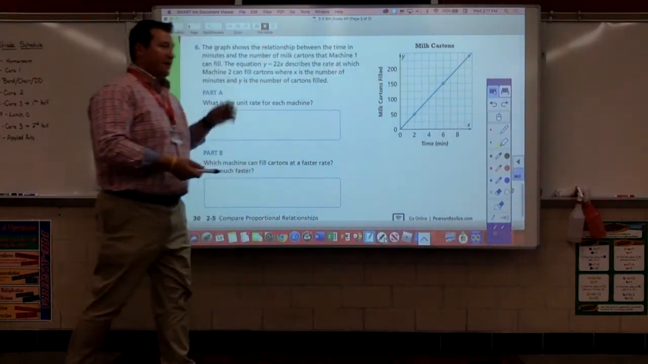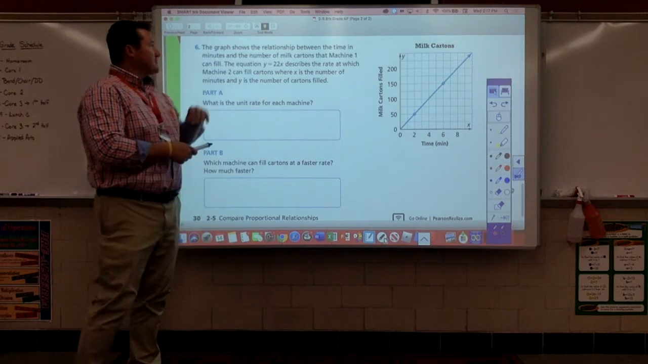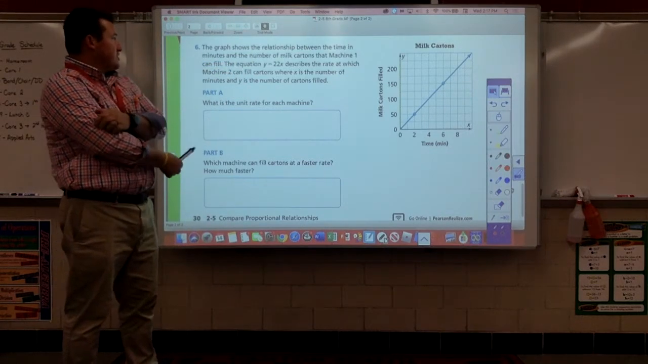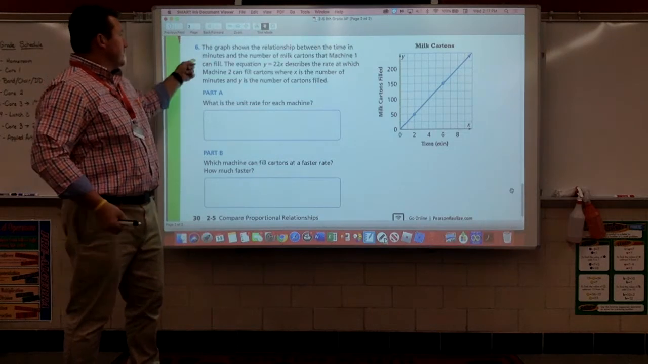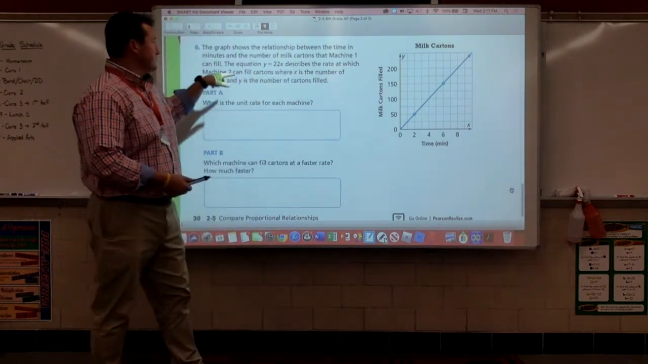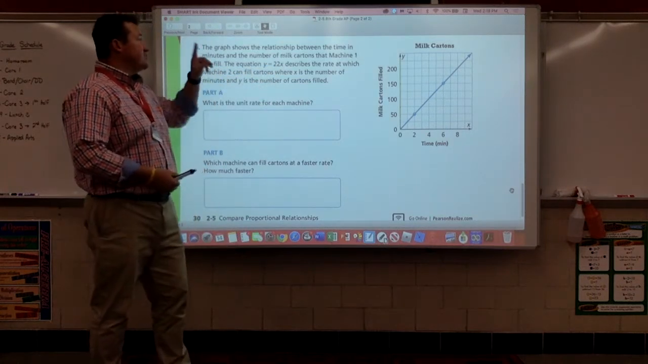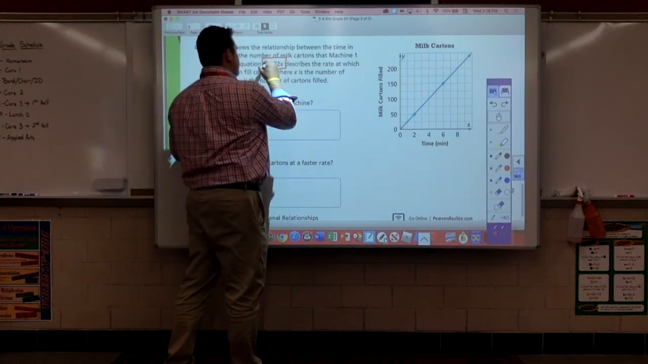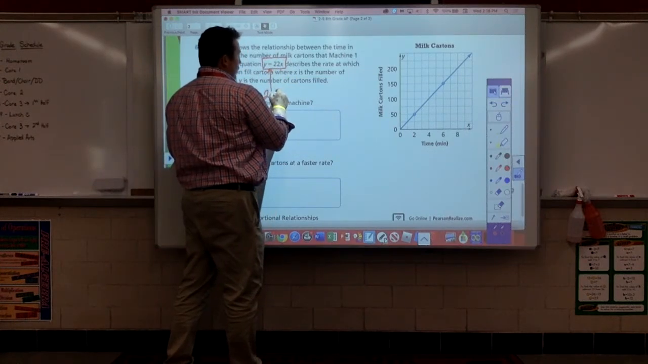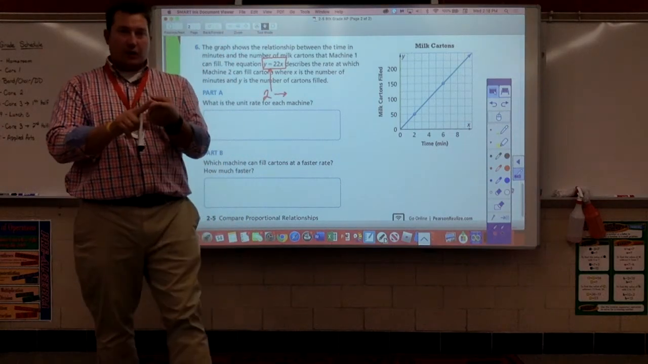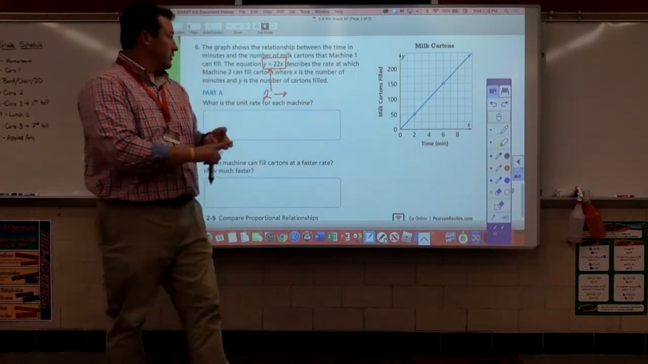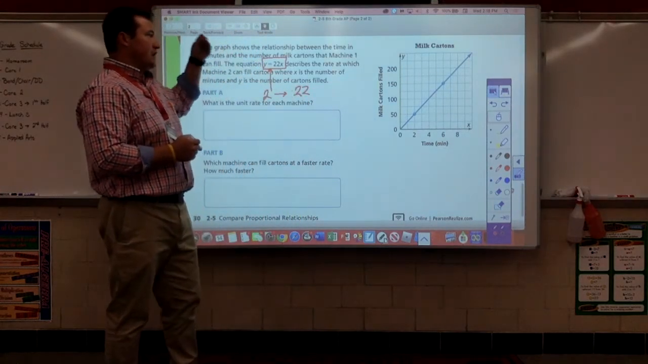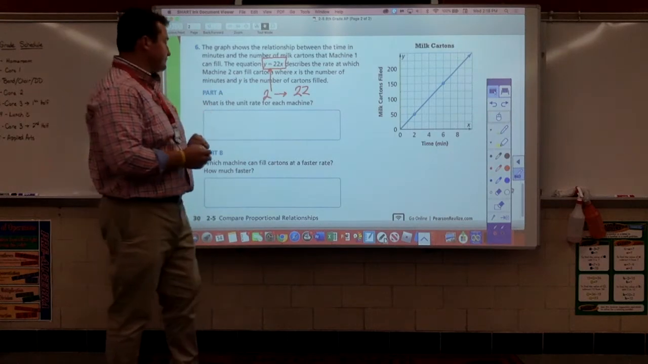Good thing, because I got a little bit left for question 6. The graph shows the relationship between the time in minutes and the number of milk cartons that machine 1 can fill. Okay? So again, that's the graph, machine 1. The equation describes the rate in which machine 2 can fill cartons. So once again, folks, this is machine 2. We identify the unit rate, the constant of proportionality. It is 22, so this means it fills 22 cartons every 1 minute.